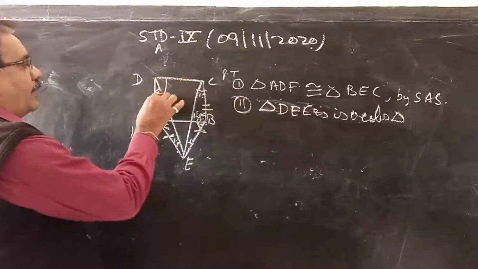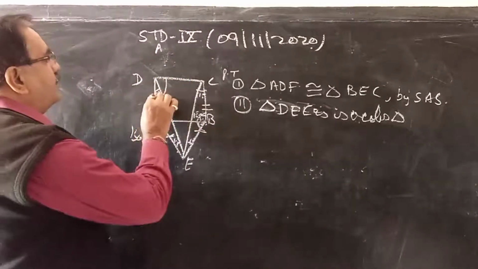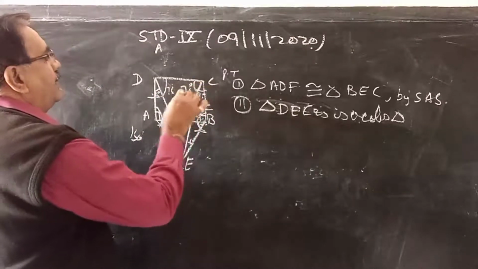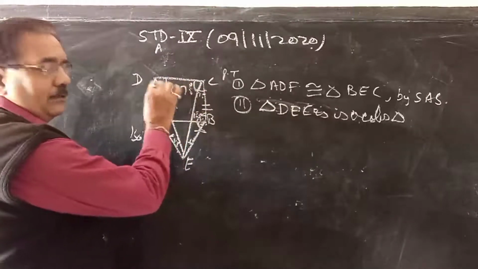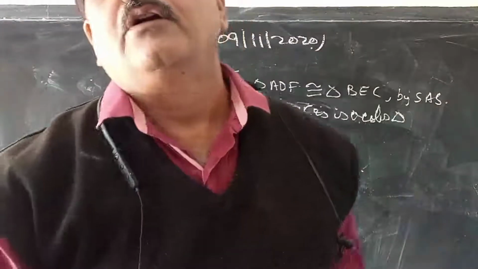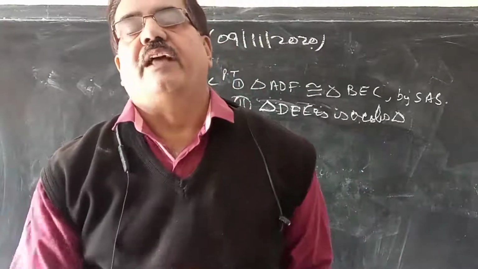So what is the magnitude of this angle? Because this total angle is 90 degree, so 90 minus 15 is 75. This is also 75 degree. So see here in this triangle, two angles are equal, then their opposite sides will be equal. So hence DEC is an isosceles triangle.